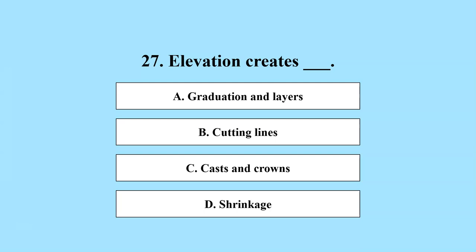Elevation creates graduation and layers, cutting lines, casts and crowns, shrinkage. If you chose A, graduation and layers, you are correct.